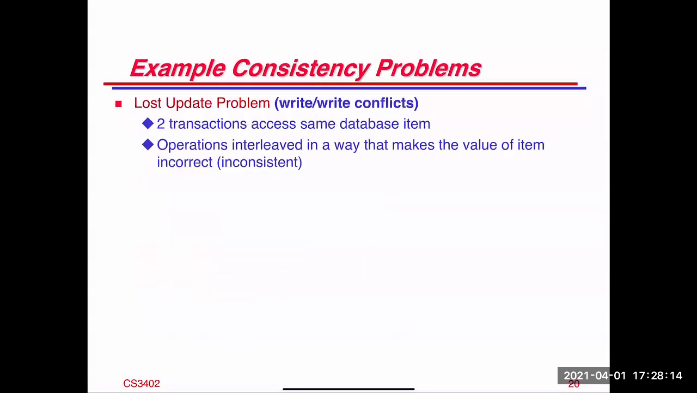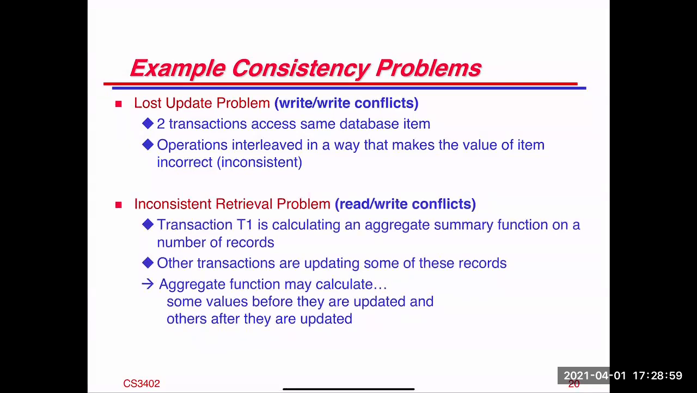So we already see a bit that we need to be careful about executing transactions in a concurrent way. So there are some consistency problems that we may encounter. And the first one that I want to mention is the lost update problem. So that happens when there's a write conflict. Okay, so one transaction writes one item, and then another transaction writes the same item. So you have two transactions that access the same database item, and the operations are interleaved in a way such that the result becomes inconsistent. I'll show you an example for that on the next slide.